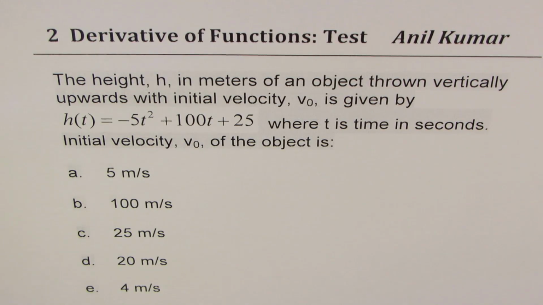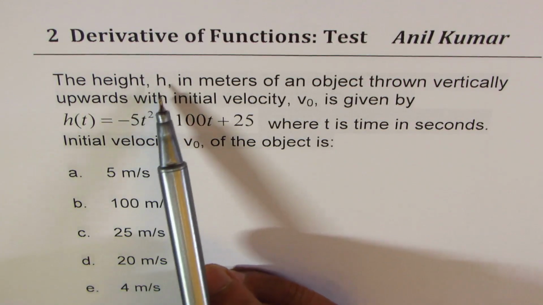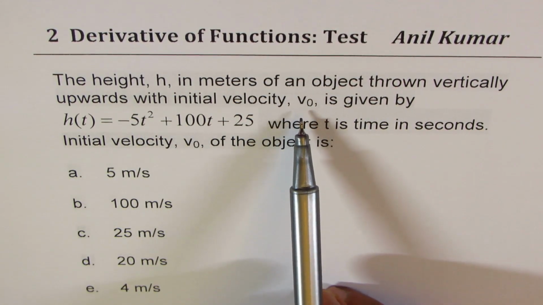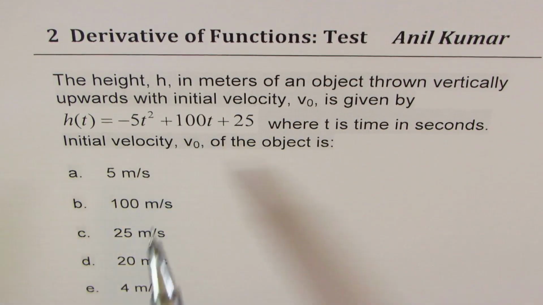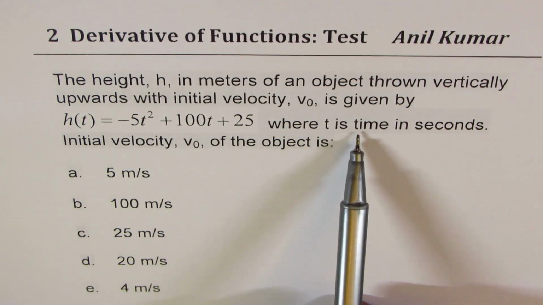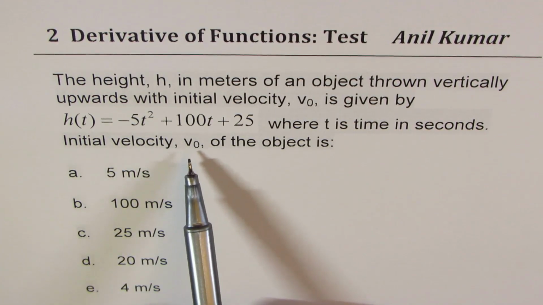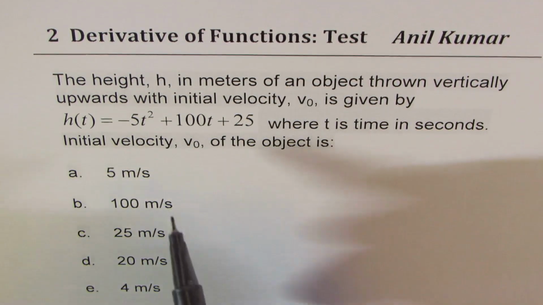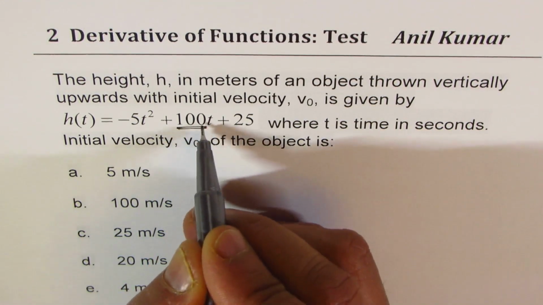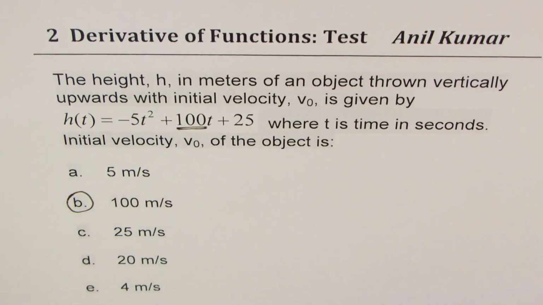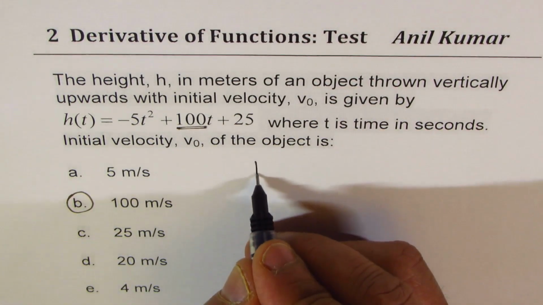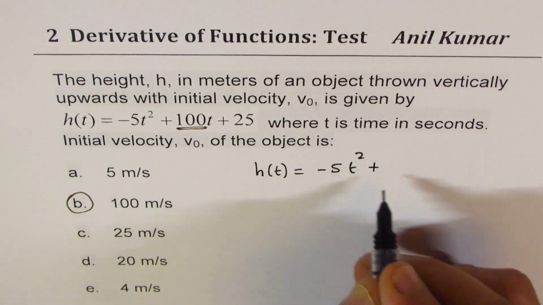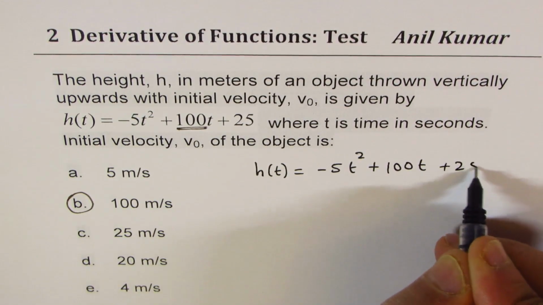Next question is related to a similar equation. The height h in meters of an object thrown vertically upwards with initial velocity v0 is given by this equation, where t is time in seconds. The initial velocity v0 of the object is what? Well, if you see the equation, you could straight away write that the initial velocity is 100. Now I'll show you how.